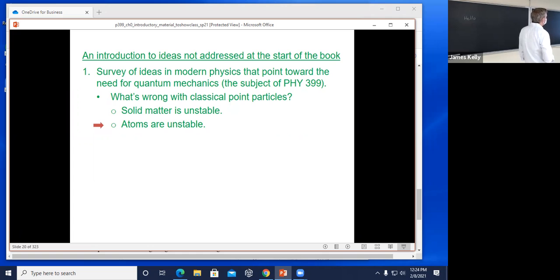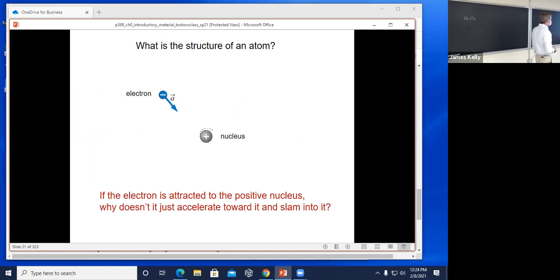Okay, not only is solid matter unstable, atoms are unstable. You heard this in quantum mechanics, in modern physics, right? We even used to talk about this in physics 110. What's the structure of an atom? I might say the simplest atom is a hydrogen atom. Here's an electron. Here's a proton, that's the nucleus in a hydrogen atom. And if the electron's attracted to the positive nucleus, why doesn't it just accelerate toward it and slam into it? This is what I might ask someone in physics 110, right?